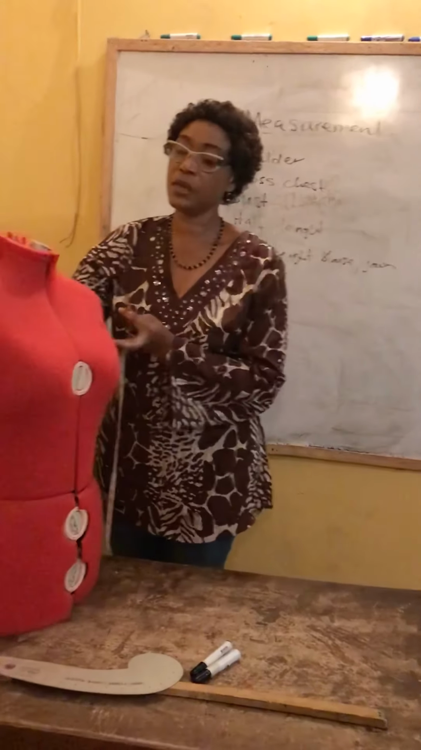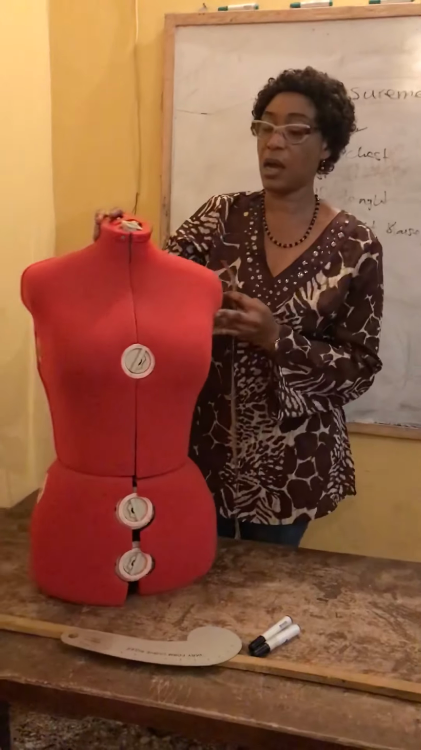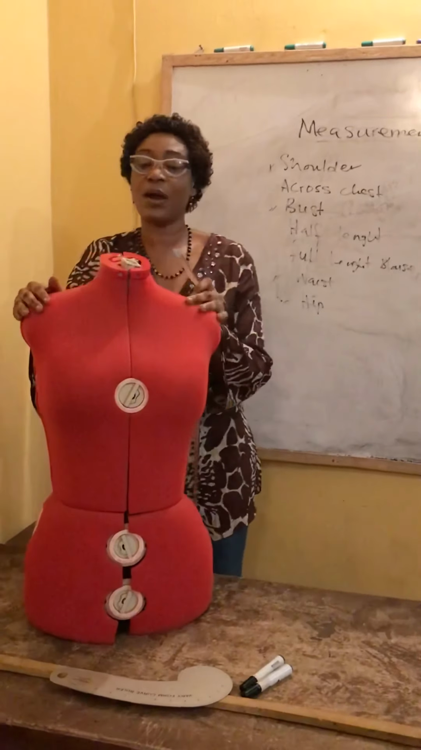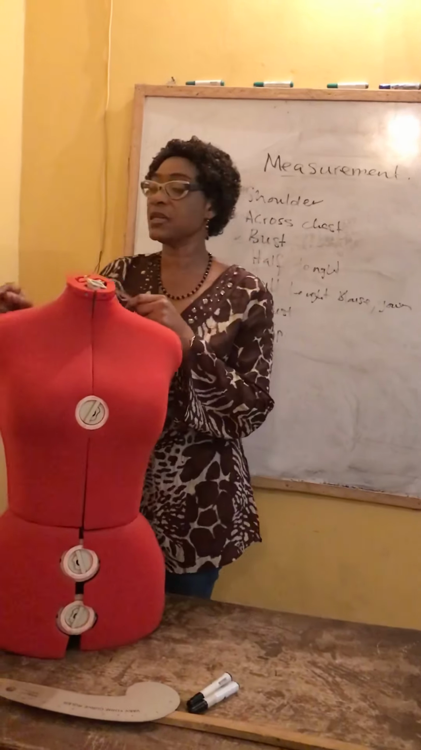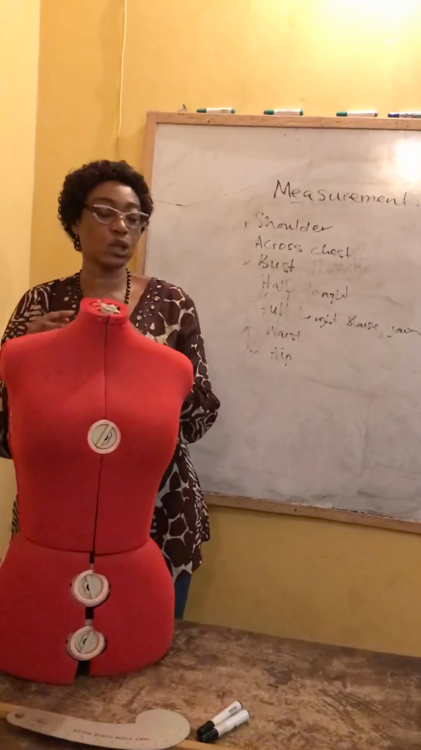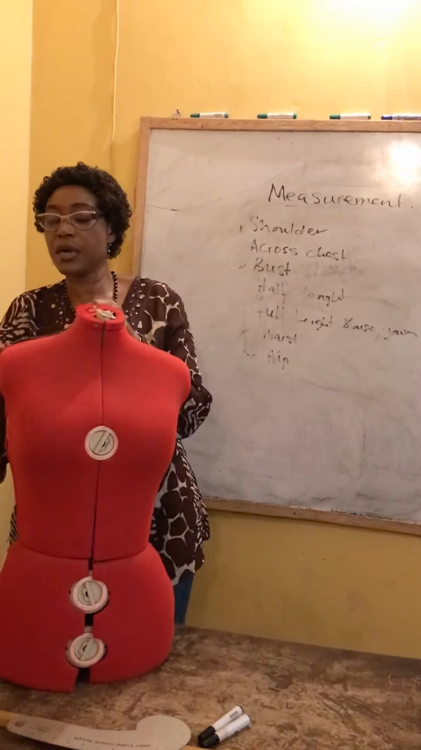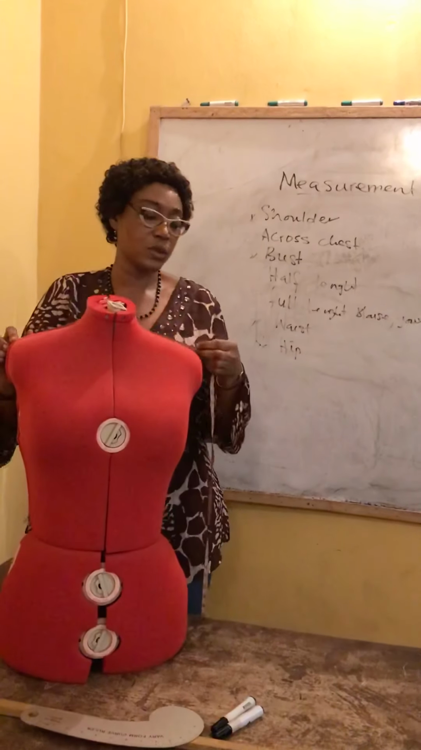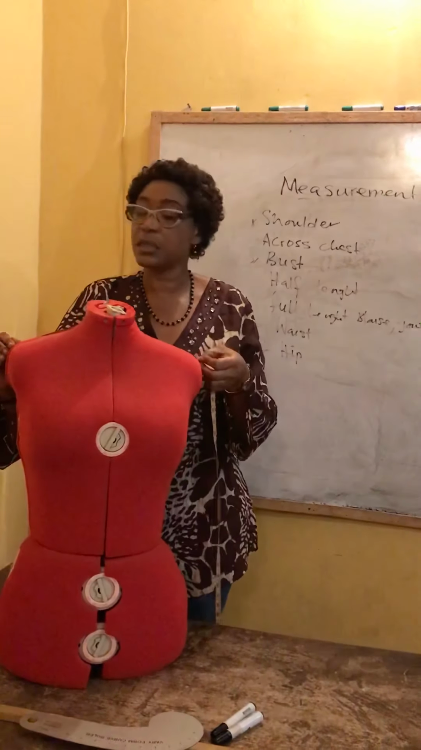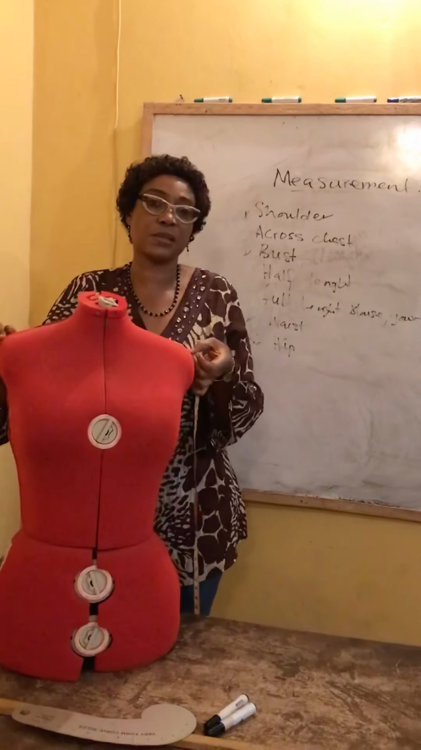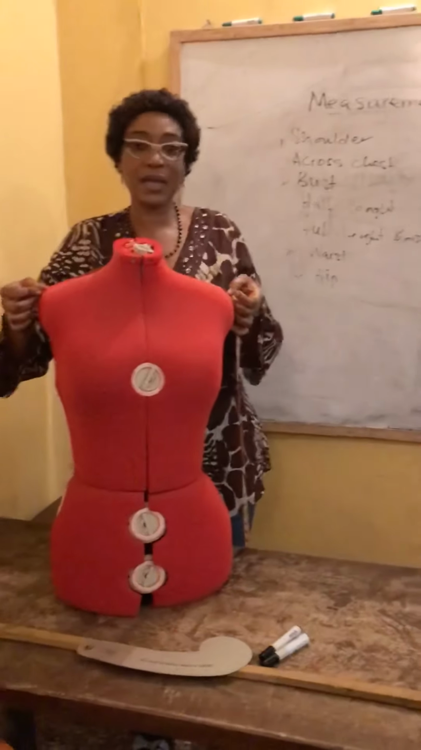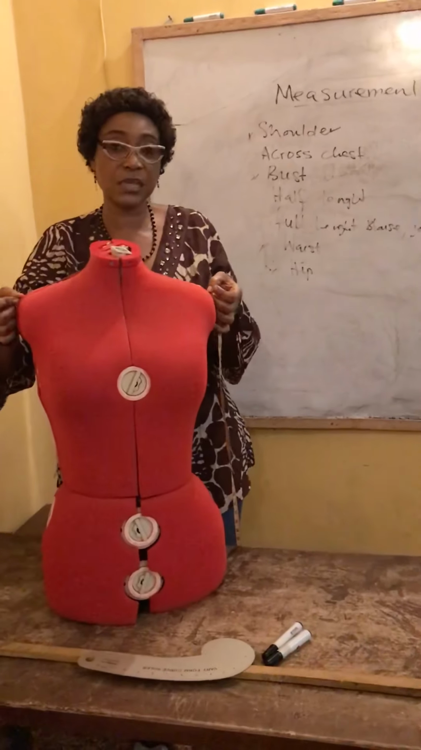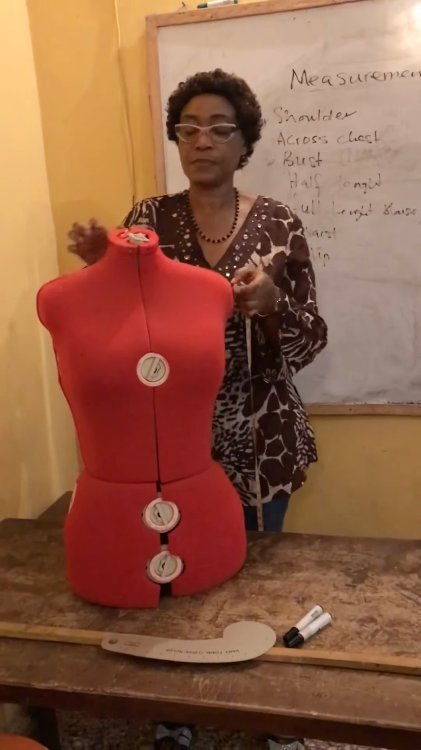Okay, so here we have our client, or our mannequin, that we are going to use for our measurements. Like I said, one shoulder bone to the other shoulder bone. Here, the shoulder bone here to the next shoulder bone here is giving me 16 inches. So that means my measurement for this particular client is 16 inches for the shoulder.